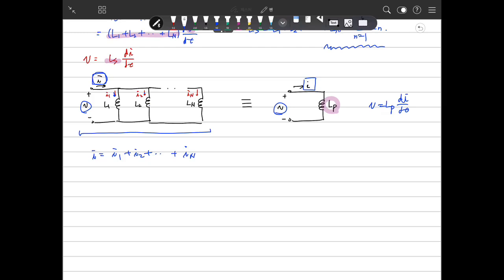Then what is the problem? We don't know I1, I2, and In, but we know the inductor equation. What is that? V is L dI/dt. From here, we calculate I in integral form: 1/L times the integral from t0 to t of V(tau) d tau, plus I(t0). This is the initial value over here.